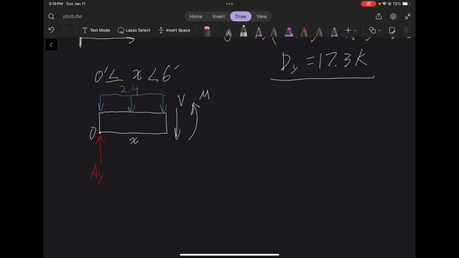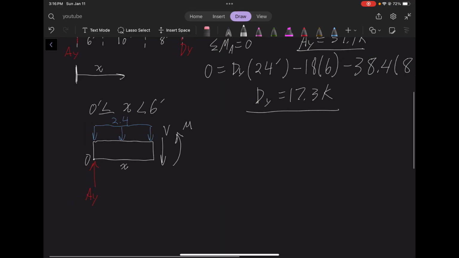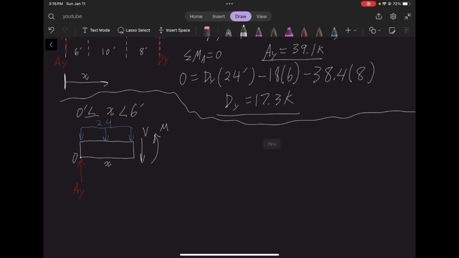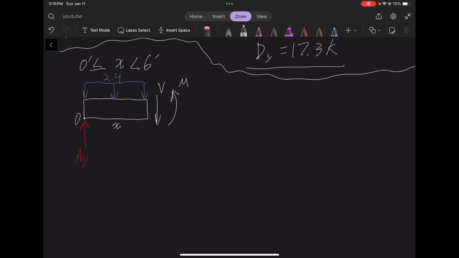Okay, so let's start writing our equations. Let's go ahead and squiggle these out of here to not confuse anyone. So, the sum of the forces in the y. Now we're just doing statics, right? So 0 equals Ay minus V minus 2.4 kips per foot times x feet, because we don't know how long that is going to be.